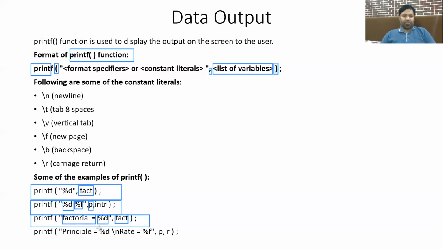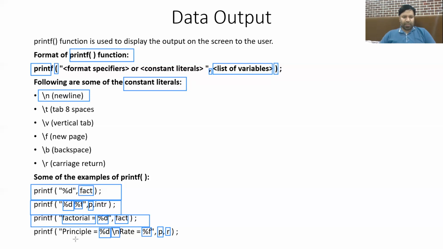So similarly, we can use it for multiple variables also. Principal is equals to %d and rate is equals to %f. Let us suppose that the value of P is equals to 100 and R is equals to 5. Then the final output on the screen will be principal is equals to 100, rate is equals to 5. Now what is this /n? It is one of the constant literals that we can use for formatting the output on the screen. Please have a look here. /n is used for new line.